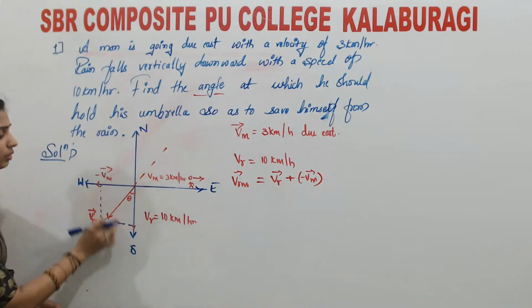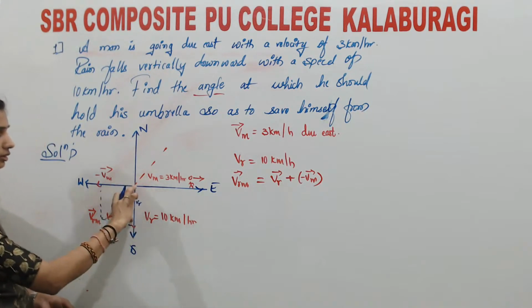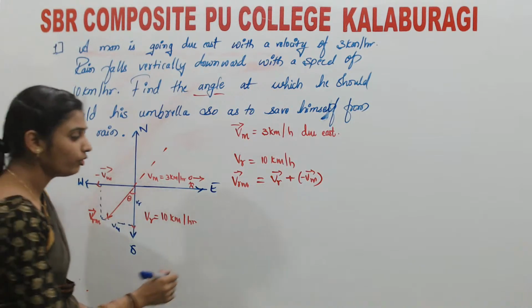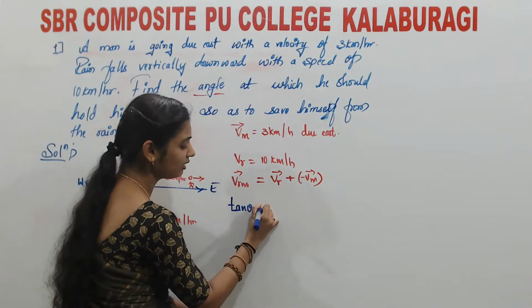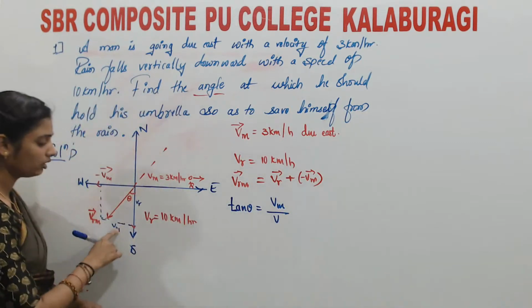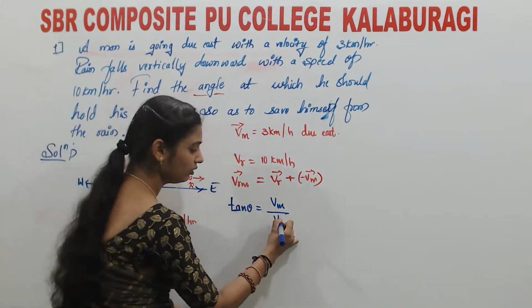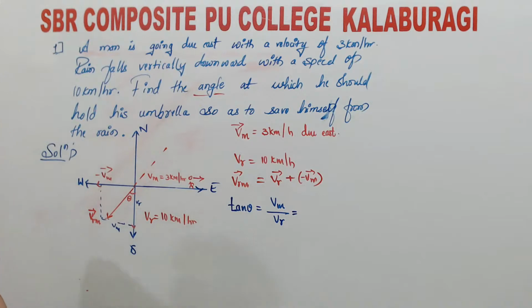So theta is nothing but here it can be written as Vm, and here it will be Vr, this much. Okay, so now what can I write for theta? Tan theta. Tan theta is equal to, what was the formula? Just look at that: Vm divided by Vr. Vm divided by Vr. Okay, so now what is the value of Vm?